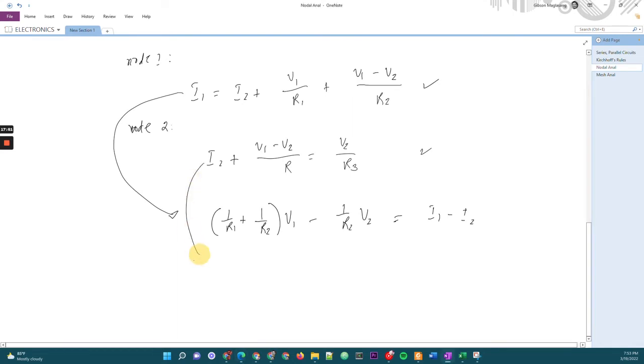Then for this one, that would be minus 1 over R2, V1, and then plus 1 over R2 plus 1 over R3, V2. I have simplified that. And I have negative I1.